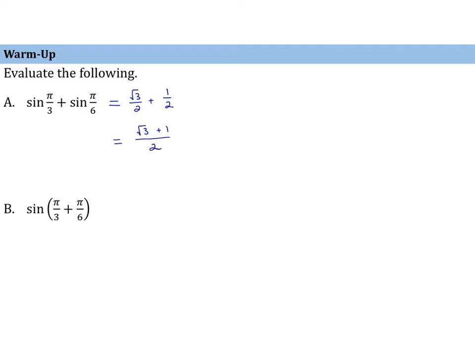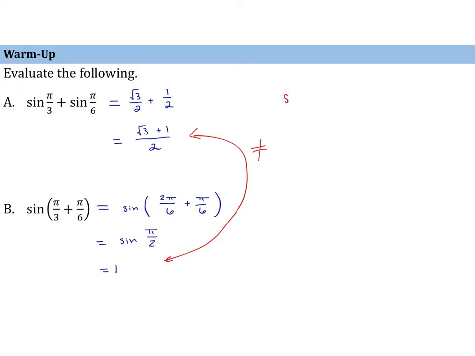The question is, is this going to be the same thing that we just obtained in part A? Can we just take the sine of pi over 3, take the sine of pi over 6, and add those? Well, let's follow the order of operations. If we have pi over 3 plus pi over 6, we could get a common denominator of 6, and that would be 2 pi over 6 plus pi over 6. And the sine of that angle would be the sine of 3 pi over 6. But 3 pi over 6 is pi over 2. And what's the sine of pi over 2? 1. So clearly, these are not the same.